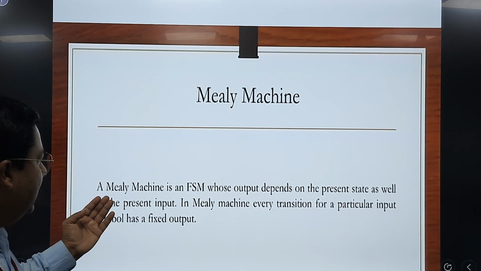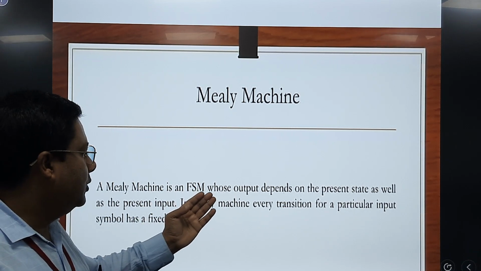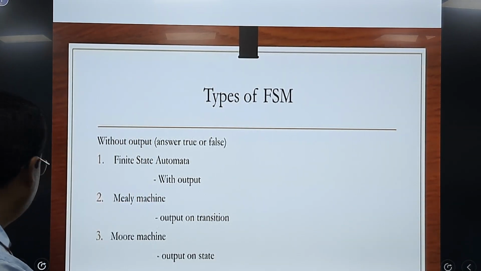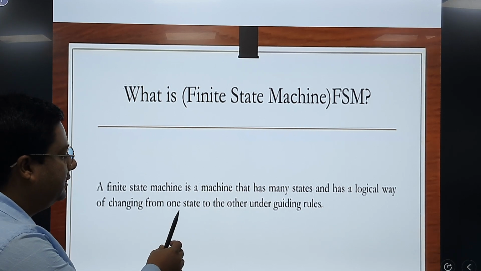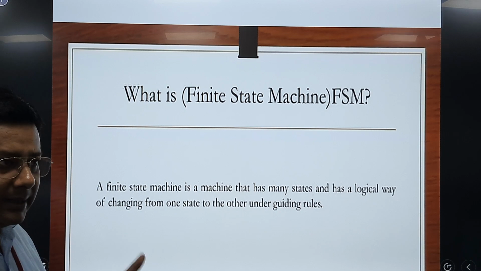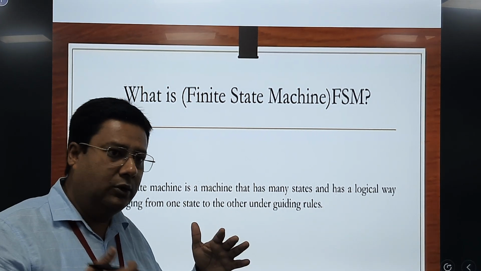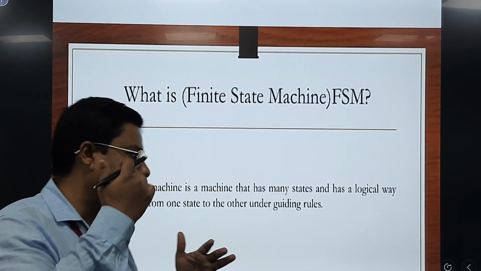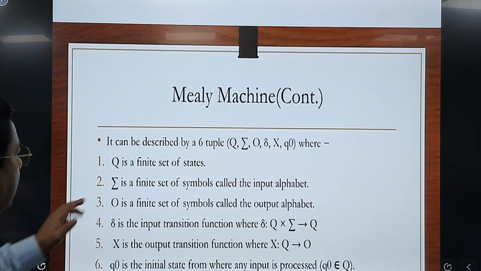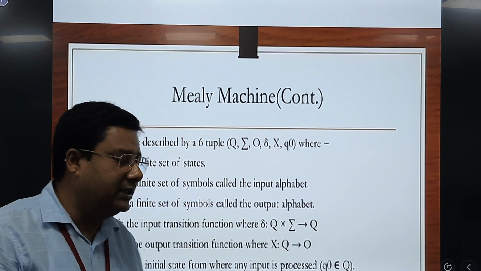A Mealy machine is basically an FSM whose output depends upon the present state as well as the input, changing from one state to another state under guiding rules. There are some rules, the same kind of patterns. We are following the rules for changing from one state to another state.